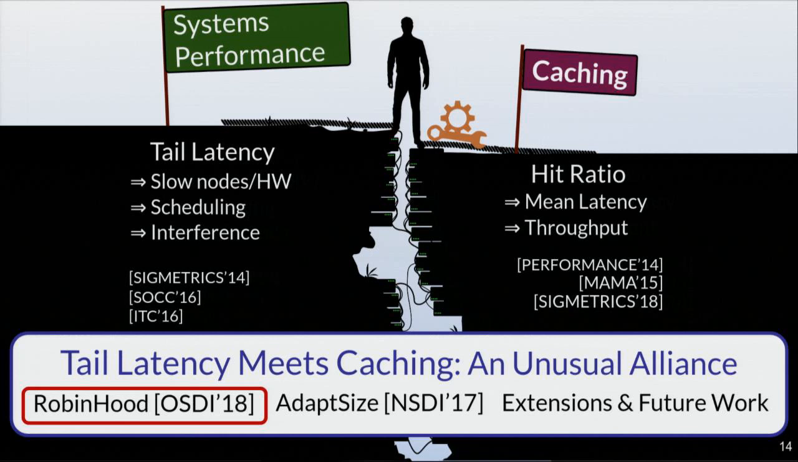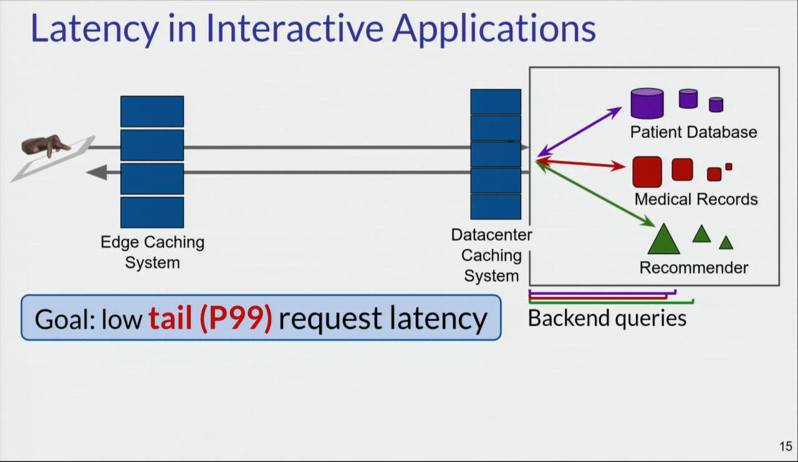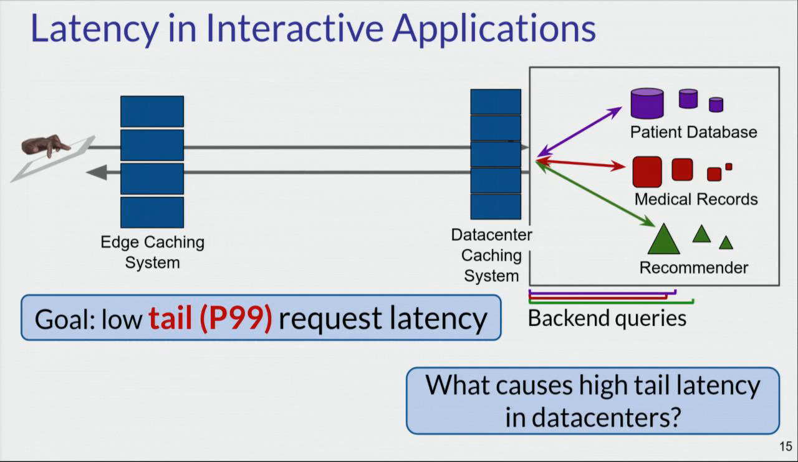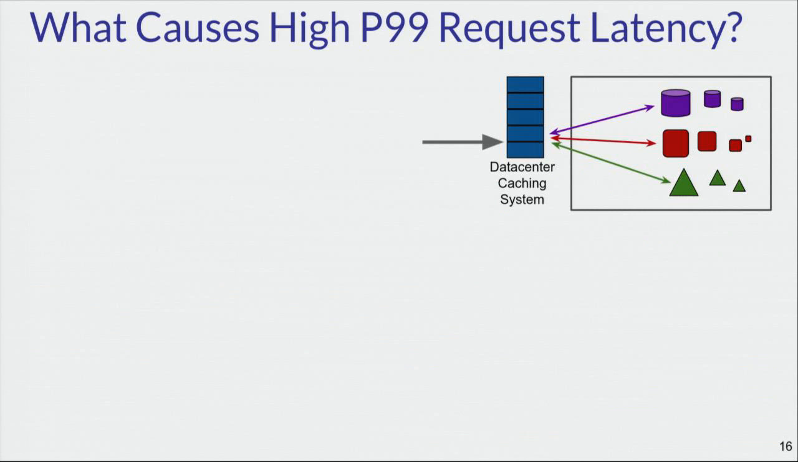All of this was pretty abstract. In Robinhood, we'll look at a very specific example. So coming back to this here, we will ask what causes high tail latency in these data center systems. We will focus on the right part first, and then the left part. Now, remember that a single request that comes into the system triggers many, many queries to backend systems. So what we did, in collaboration with Sid, is we measured what happens in an Xbox.com request.